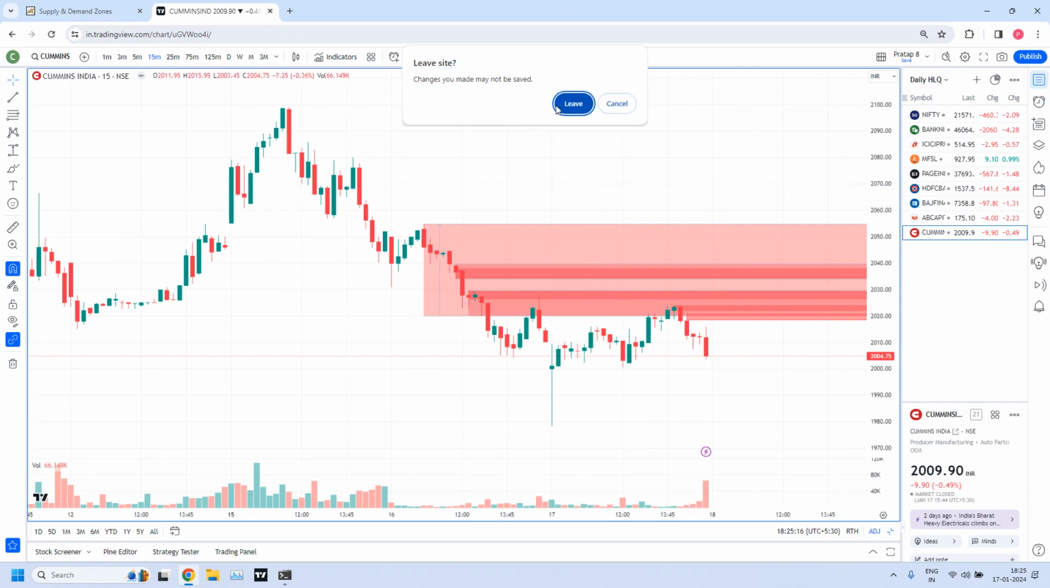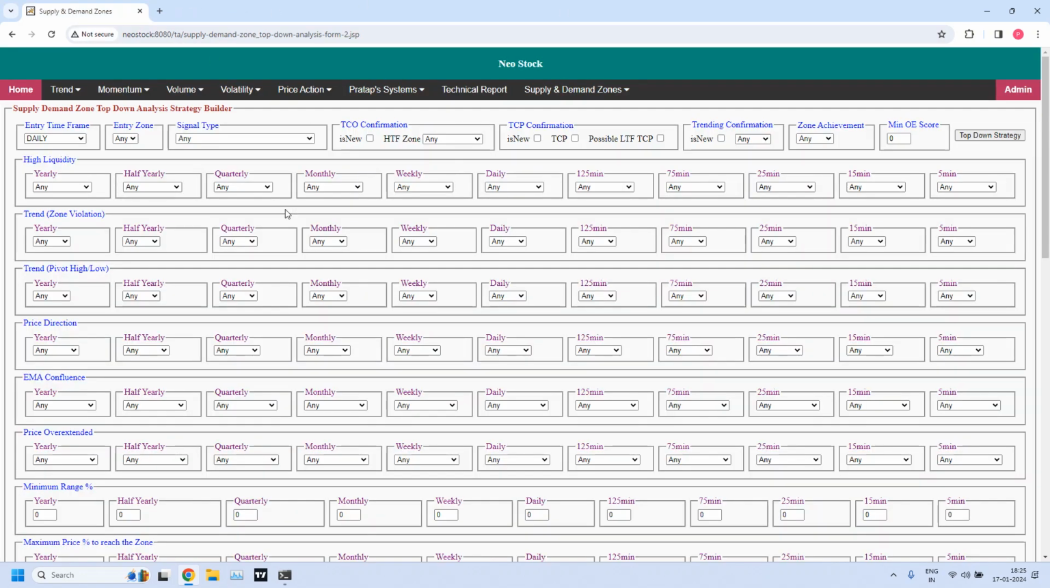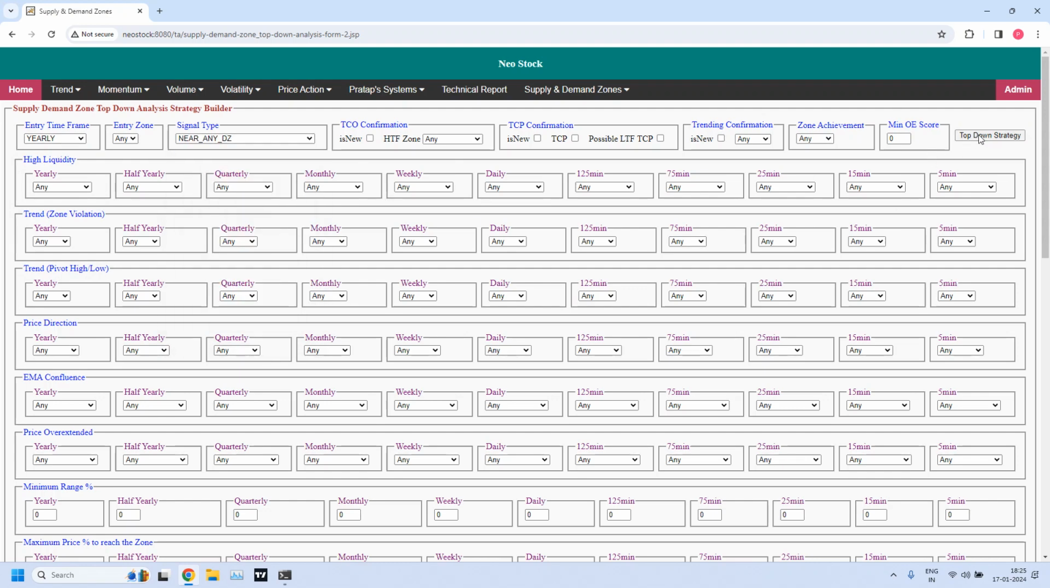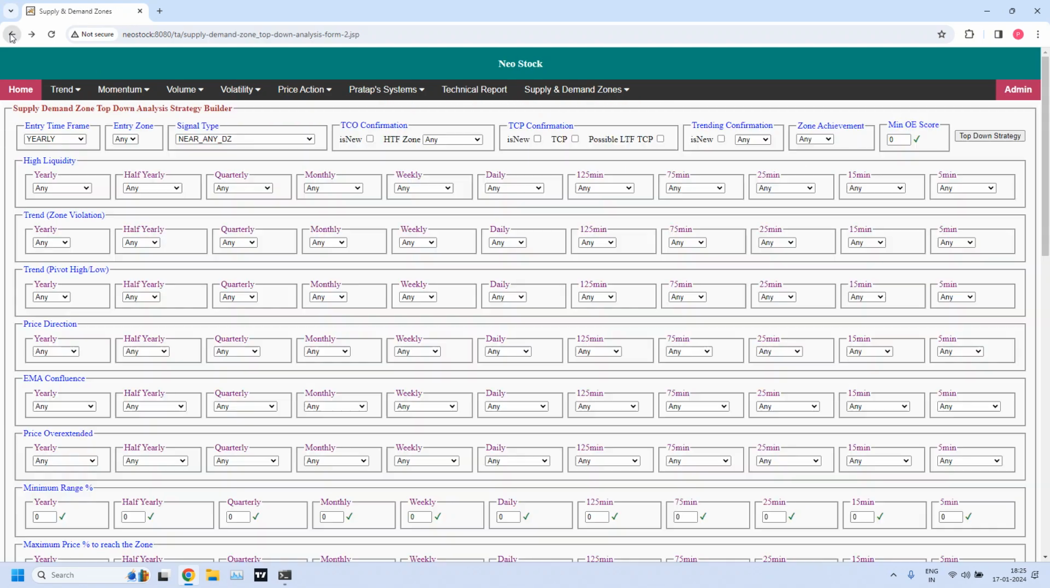Now let us generate demand and supply zones for finding the stocks near demand and supply zones for all the time frames. Let us start from the yearly time frame. The entry time frame is yearly. Let us find the stocks near the yearly demand zone. No stocks are filtered. And in the yearly time frame, let us find the stocks near the yearly supply zone.